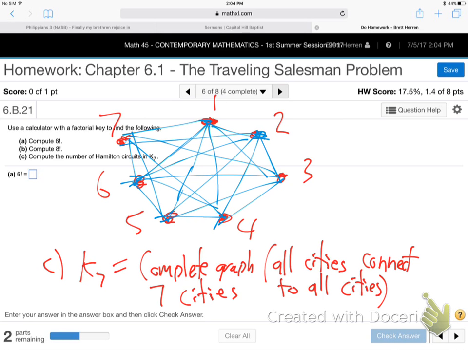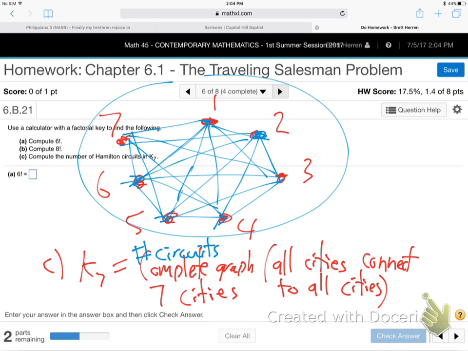Wait, are they asking edges? Oh, circuits. I always get confused, sorry. Anyway, K7 means number of circuits. So yeah, that is a complete map with 7 cities. Every city has a direct road to all the other cities. And then they want to know, what are all the possible loops?